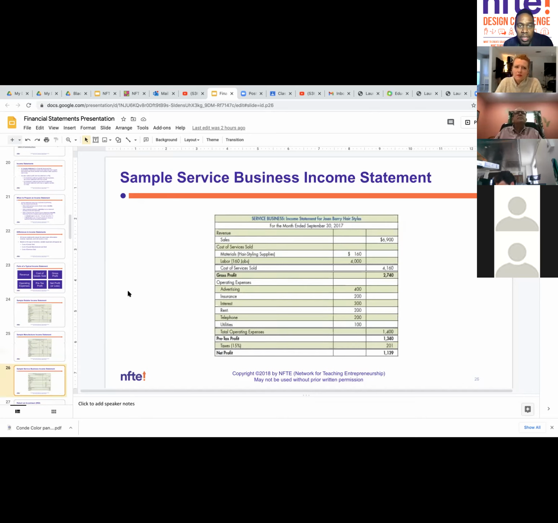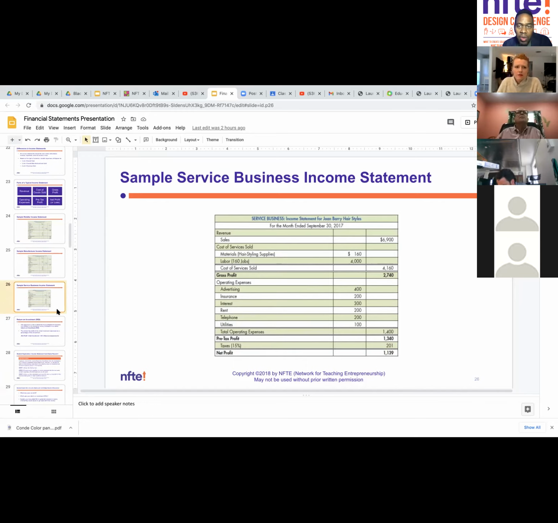Let's go down here. This is a service business income statement. So it's different based on the business because you have manufacturing, you have service, you have retail. Okay. Same concept. One hairstyle costs $160. Okay. Labor right here. Same concept of gross profit. You subtract your COGS, which is right here. That gives you the 2,700 because you're subtracting that from that. And then you bring that information down.